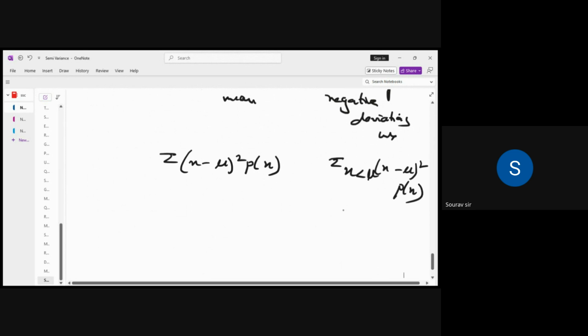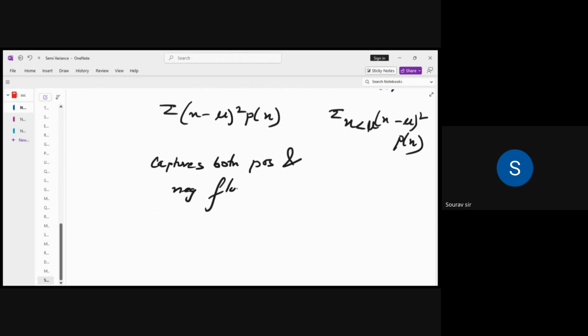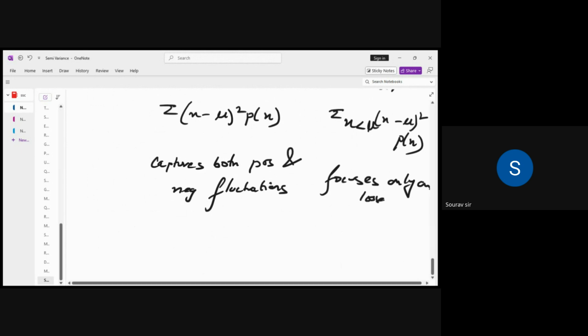Now, what will be the investor's concern? Can you tell me? Variance captures both positive and negative fluctuations, and semi-variance focuses only on losses, ignoring the positive deviation.